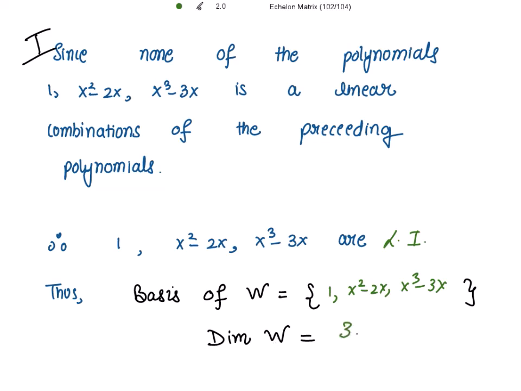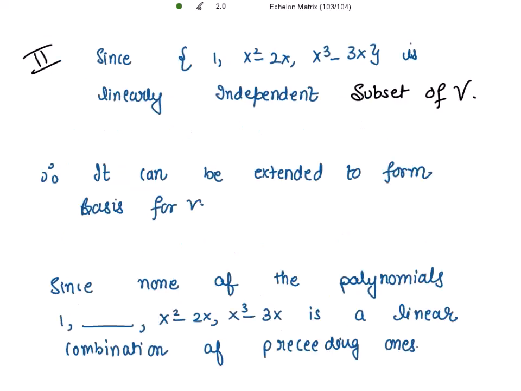Now we need to extend this basis to form the basis for V. Since these three polynomials are a linearly independent subset of V, as W is a subspace of V, and these polynomials are a basis of W, naturally it is also a subset of V. V is the set of polynomials having degree less than or equal to 3. Therefore it can be extended to form the basis for V.